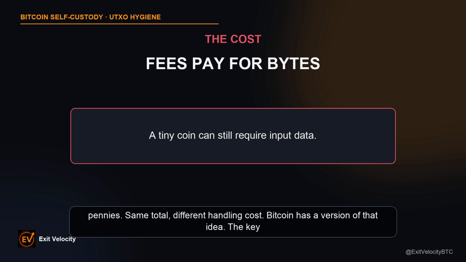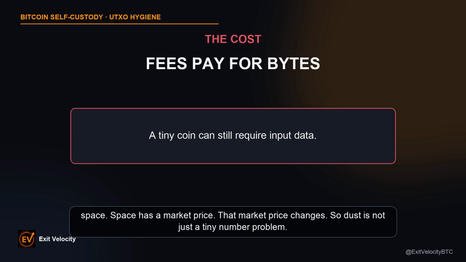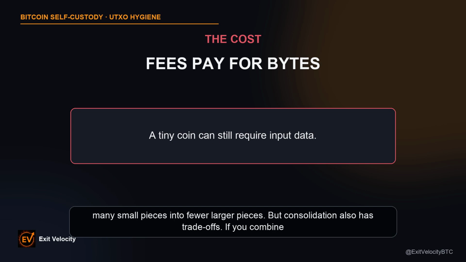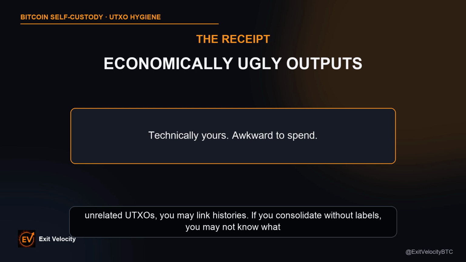That does not mean small stacking is bad. It means the shape of the stack matters. The same total amount can be easy or annoying to spend, depending on how many pieces it is split into. $100 in one bill is not the same physical object as $100 in pennies. Same total, different handling cost. Bitcoin has a version of that idea. The key difference is that Bitcoin handling cost is not about weight. It is about block space. Inputs take space. Space has a market price. That market price changes. So dust is not just a tiny number problem, it is a tiny number plus fee market problem. A piece that feels usable in one fee environment may feel wasteful in another.